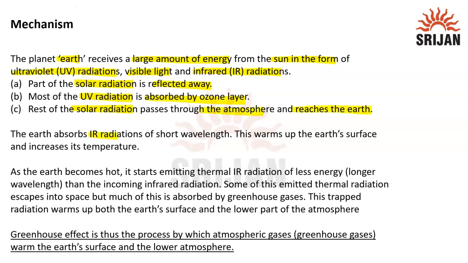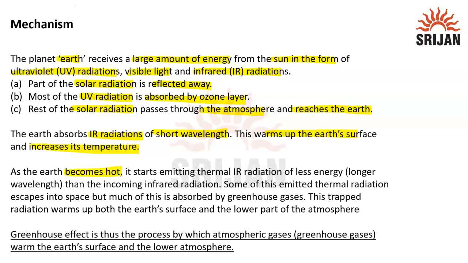The earth absorbs IR radiations of short wavelength. This warms up the earth's surface and increases its temperature. So the increase in temperature is due to the absorption of infrared radiations having shorter wavelength.